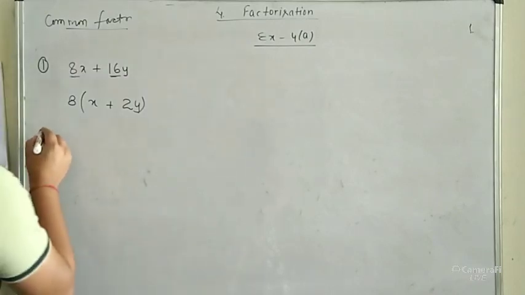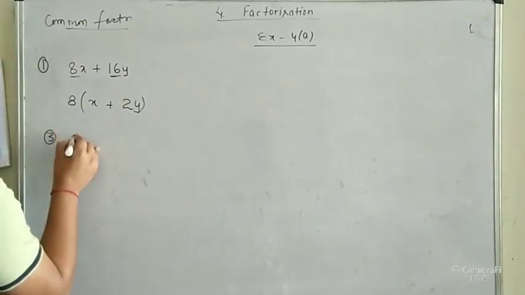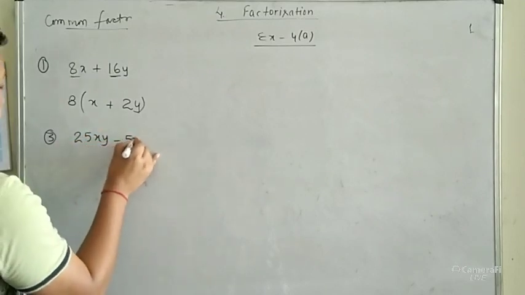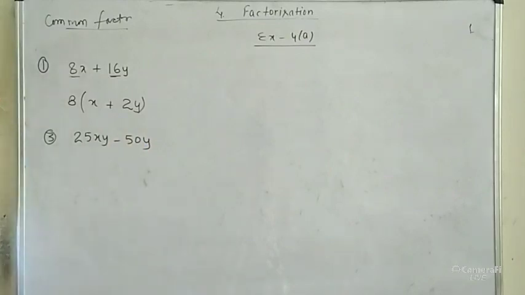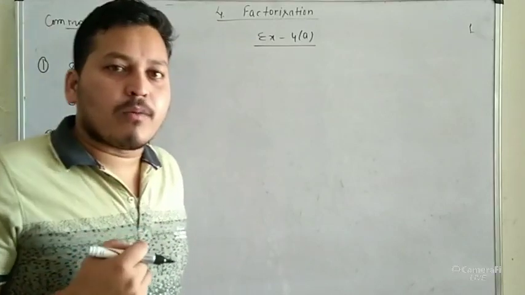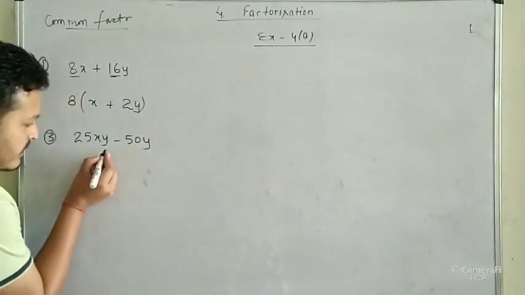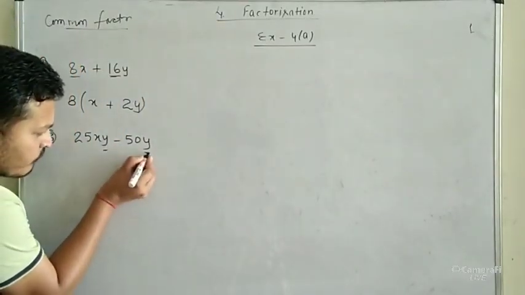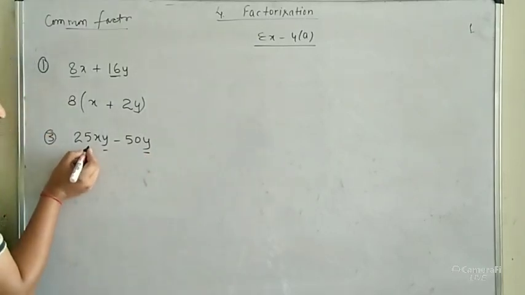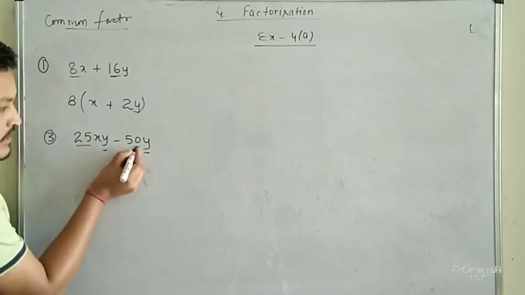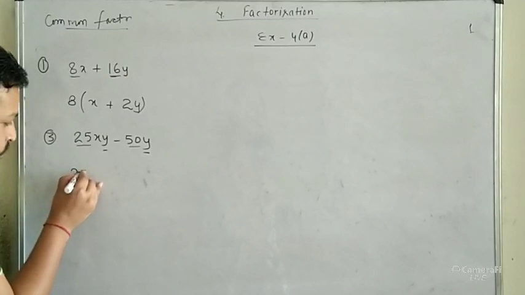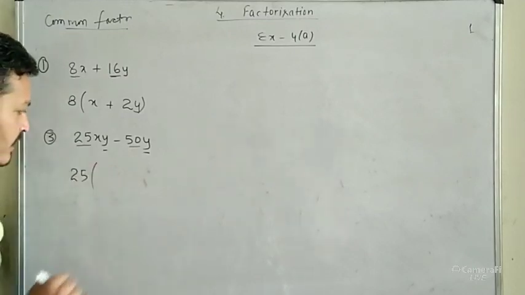Okay, next question, number three: 25xy minus 50y. Same here, first of all identify which number is common and which variable is common. You can check here, y is coming here and y is also coming here, so we can take y common. Next, check the numbers. In the constants, this is 25 and this is 50, so we can take 25 as common out.